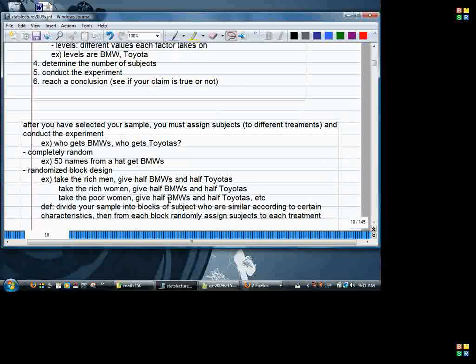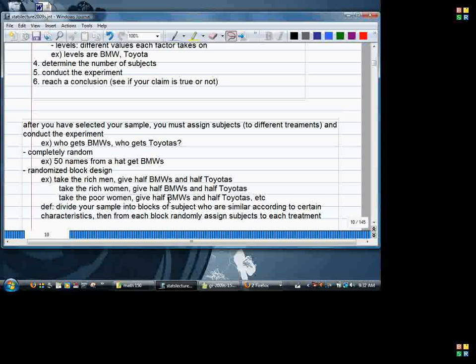So notice that breaking up, taking your sample and dividing them among the treatments, doing it completely randomly should take care of pretty much everything. But I like to say, if you're a little more control freak, then maybe you do randomized block design. You want to make sure that the rich men are divided equally among the treatments. You want to make absolutely certain that the rich women are divided among the treatments. So these are two options.